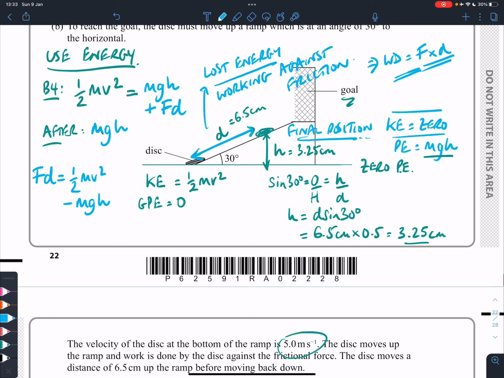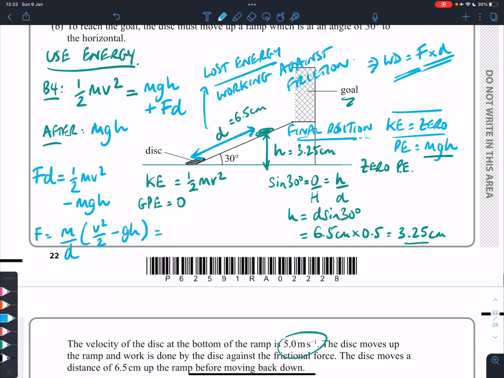And we can say therefore that the frictional force is equal to half, I'm going to take m outside. I won't take the half outside actually. Let's take m outside the brackets. M, and then I've got v squared over 2 minus gh. And all of this divided by d. So I'm now going to slap my numbers in and just make sure we've got everything. I think we've got everything.